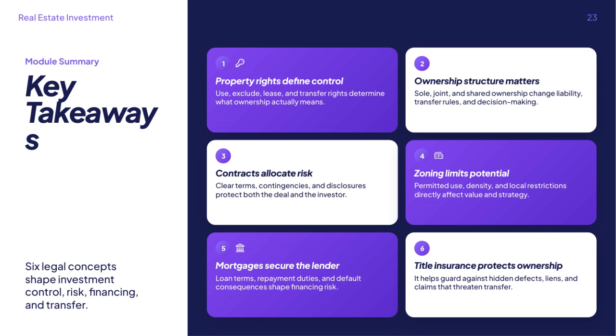Fourth, zoning regulations can limit potential. Things like permitted uses, density restrictions, and other local rules directly impact property value and strategy, so they must be carefully considered. Fifth, mortgages secure lenders by defining loan terms, repayment responsibilities, and consequences if there's a default. These factors shape financing risk and influence the investment stability.